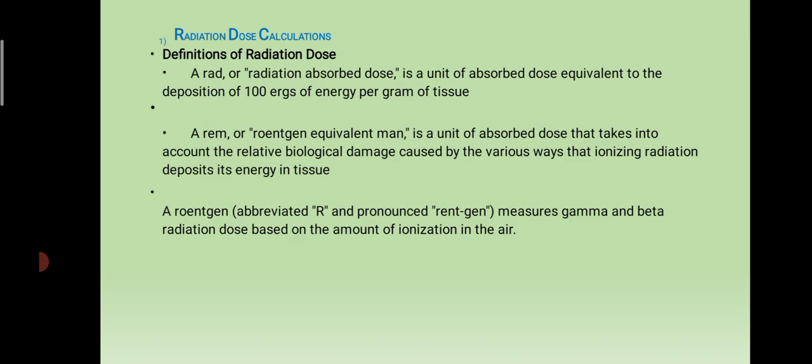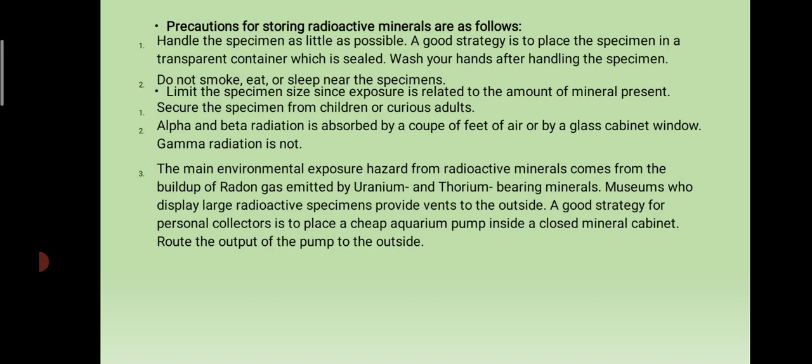What is my radiation dose? The rad, or radiation absorbed dose, is the unit of absorbed dose equivalent to the deposition of 100 ergs of energy per gram of tissue. A rem, that is Röntgen equivalent man, is a unit of absorbed dose that takes into account the relative biological damage caused by the various ways ionizing radiation deposits its energy in tissue. Then the Röntgen is a measure of gamma and beta radiation dose based on the amount of ionization in air.